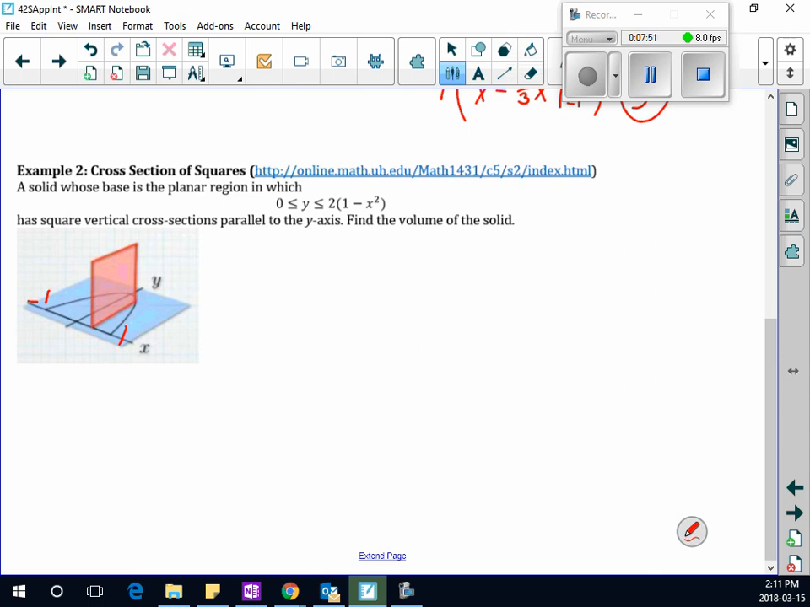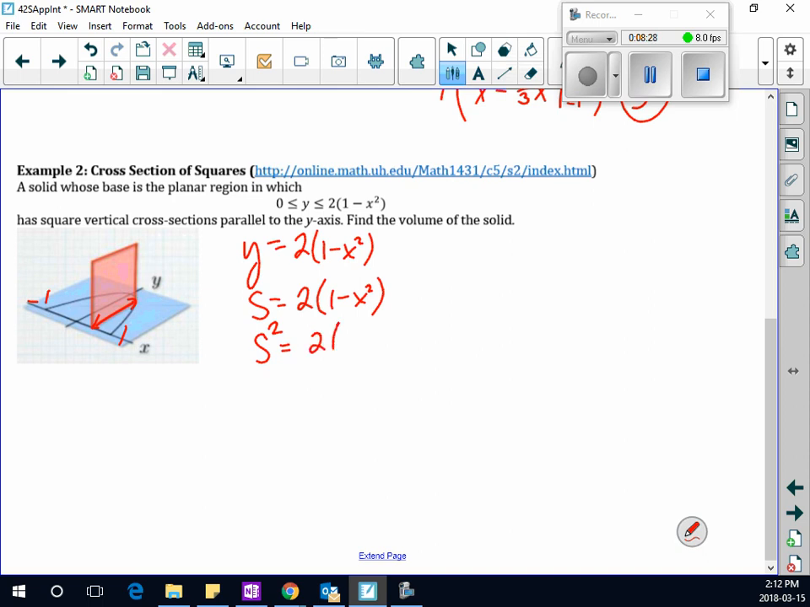How about this length right here? What is that length going to be? It's just the y value, right? And what's y equal to? 2 times, yeah. So y equals 2 times 1 minus x squared. I don't know why the 2's factored out of there, but whatever. So that means the side length is 2 times 1 minus x squared. So the area of the square is s squared, right? So that would be this whole thing squared.